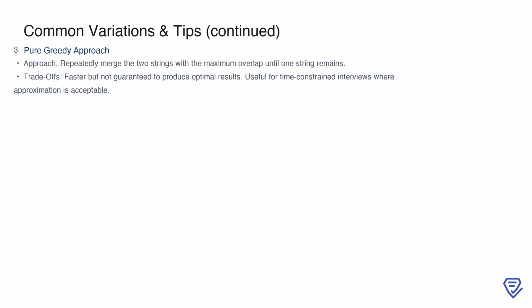A simpler alternative is the pure greedy approach, where you repeatedly merge the two strings with the maximum overlap until only one string remains. This method is faster and easier to implement, making it a good choice for time-constrained interviews. However, it's important to note that it doesn't guarantee the optimal result, as greedy choices can miss better solutions that require foresight. This approach can still be useful in scenarios where an approximate solution is acceptable and speed is prioritized over precision.